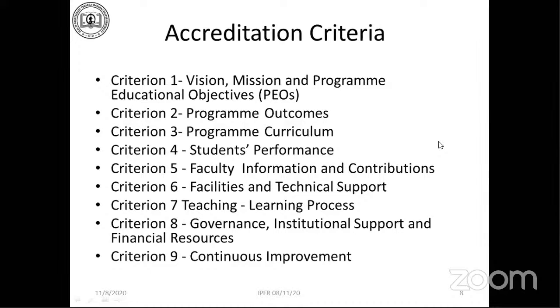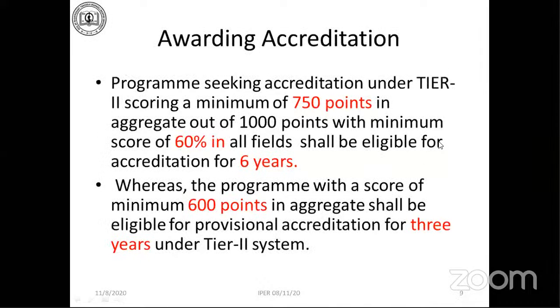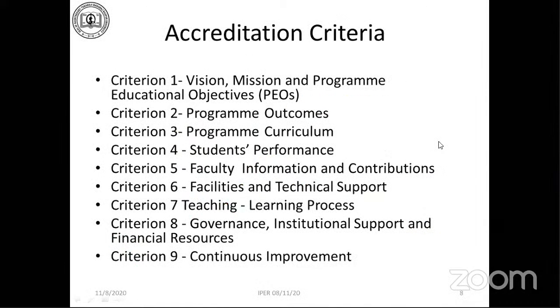All of you must be aware of these different criteria. There are in total 9 criteria as far as the accreditation process is concerned. The most important criteria here are criteria number 5, that is faculty information and contribution, and criteria number 4, that is student performance.